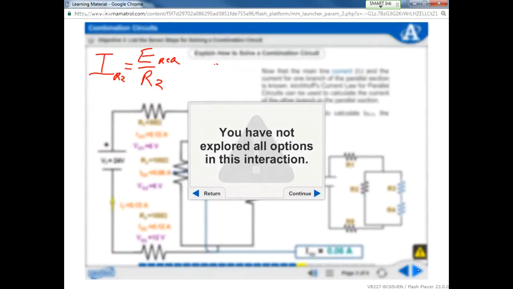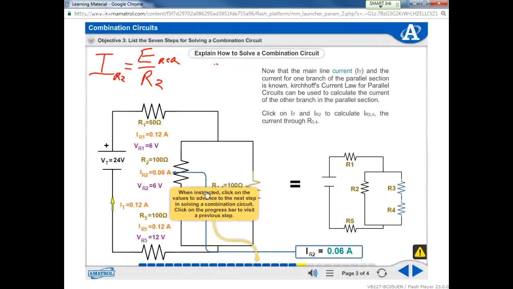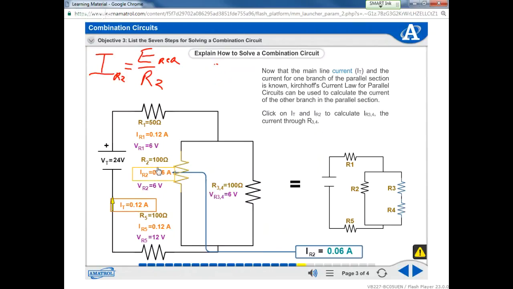So it wants us to click on IT and IR2 to calculate the next one. All right, so it wants you to click on, where's IT? Boy, there's a lot going on here. Here's IT, and let's click on IR2. Now, what do we know at this point? If our total is 0.12 amps, and we're pulling 0.06 over here, then what do we have left on the other side? 0.06 on the other side. So click on IT and IR2.